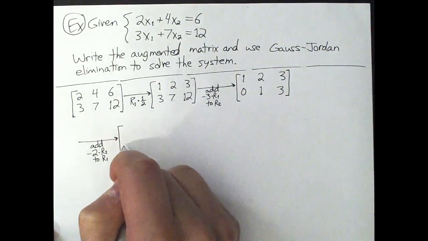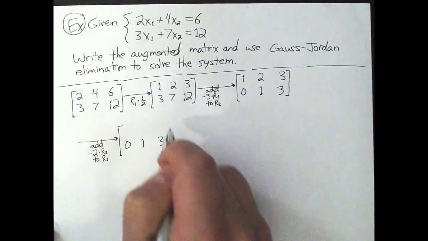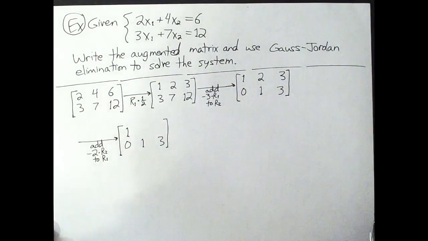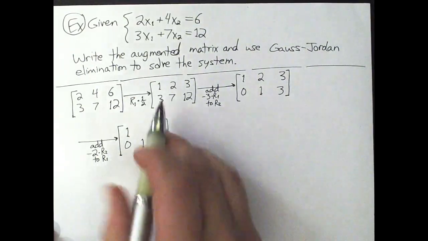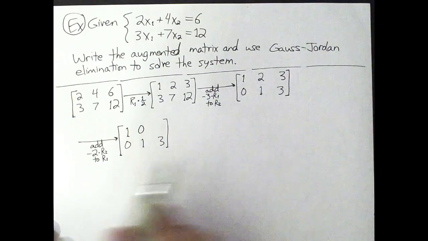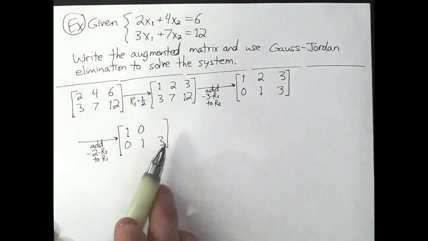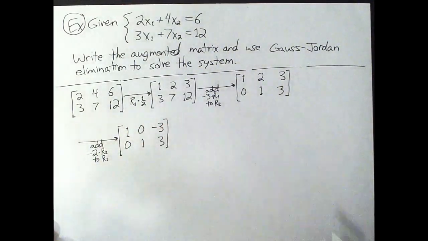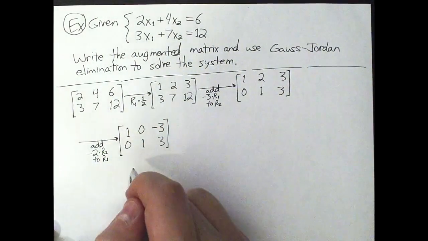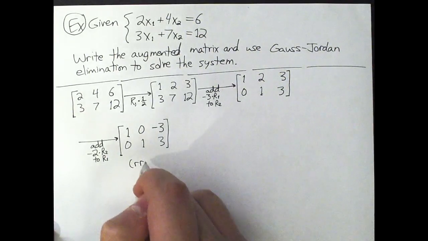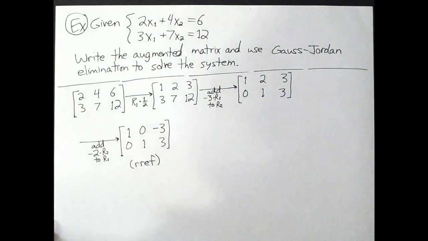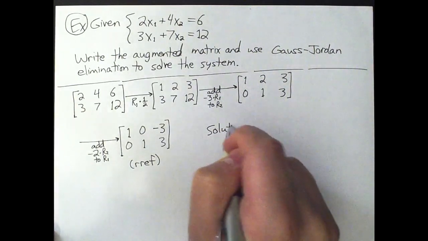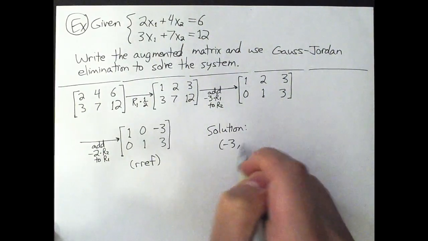Row 2 is not changing, so I'm just going to copy row 2 real quick. Row 1 is changing. It gets a 0 added to the 1, so the 1 stays the same. -2 gets added to 2. And then -2 times 3 is -6. That gets added to the 3 that was here to become -3. This is now in reduced row echelon form. I'm going to write that underneath. We don't always have to label it, but I'm going to do it this time. And I'm going to say that from this, I can immediately see that the solution is -3, 3.